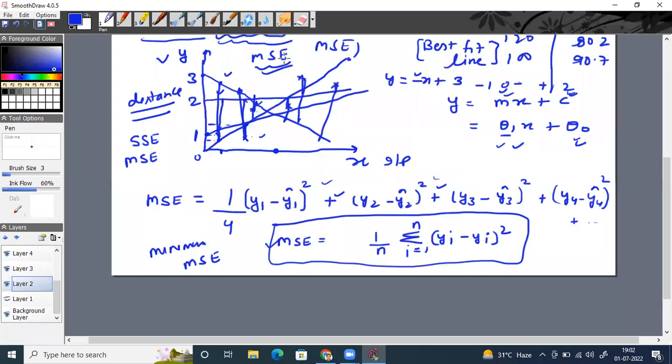So what is my objective? My objective is to find those values of theta 1 and theta naught. This is the problem statement now. That is the best fit line you're talking about. The line parameters depend on what? Theta 1 and theta naught, or m and c. So my objective is to find those values of theta 1 and theta naught which give you minimum MSE, and the line which gives you minimum MSE will be known as your best fit line. Clear, everyone? Please see and tell me.